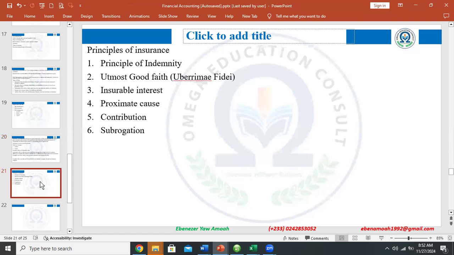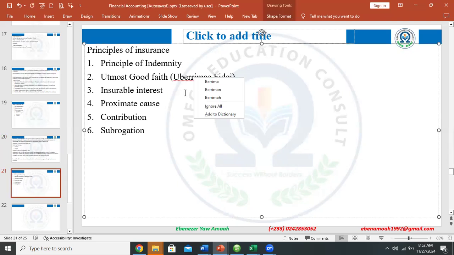Then after that, I think we saw the principles of insurance. Prof. Ella, I come to you again. Principles of insurance. We mentioned 6 of them. Please take us through. Well, you can pick and choose the ones that you are comfortable with.